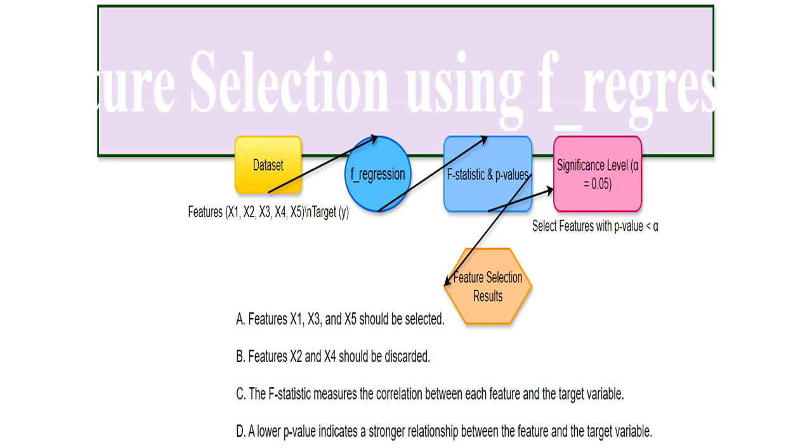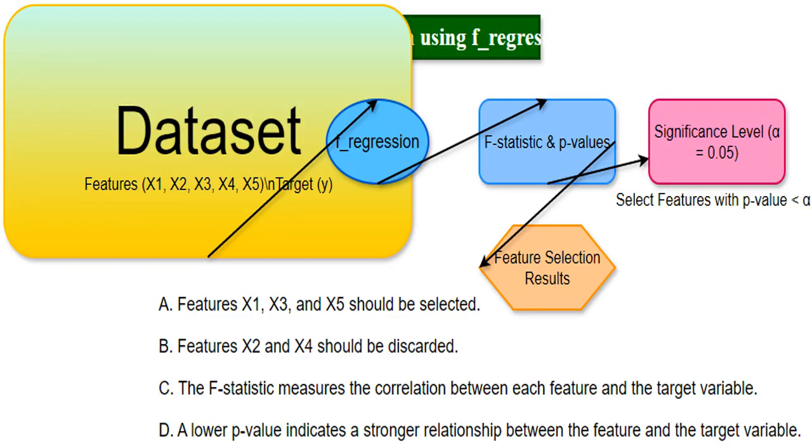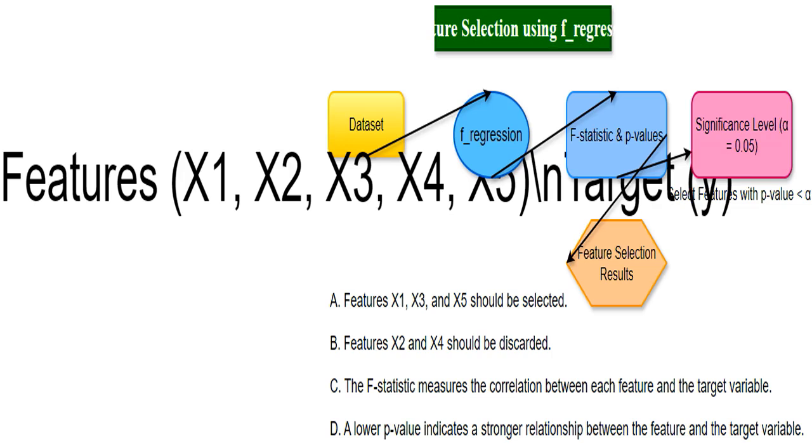I'm using the f_regression function from scikit-learn to pick the best features for my regression model. This helps me build a better, more efficient model. I have a dataset with 5 features, x1 to x5, and one target variable, y, that I'm trying to predict. These are the variables in my dataset.